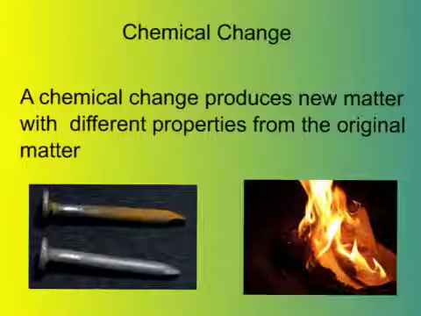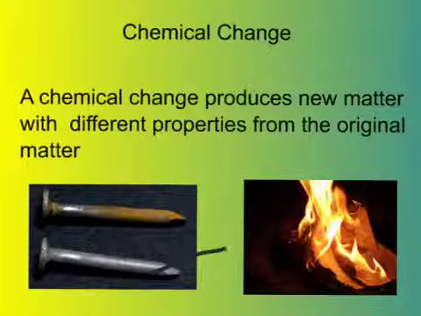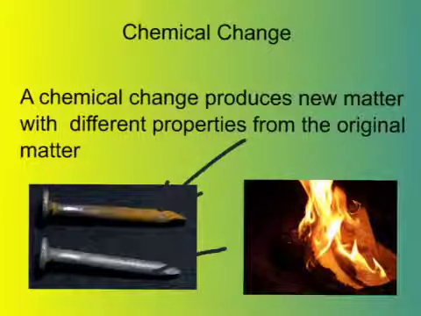Now, a chemical change is a little more complicated. A chemical change produces new matter with different properties from the original matter. Let's look at our pictures here. First, we have this nail. This nail is not rusted, it's just an iron nail. But once it has been exposed to the elements, it begins to rust. Rust is not iron, it is iron oxide, which is a new type of matter. It has different properties than the original, and it cannot be returned to the original.